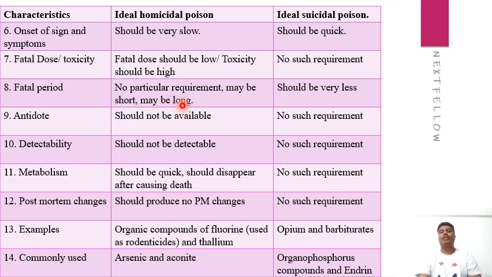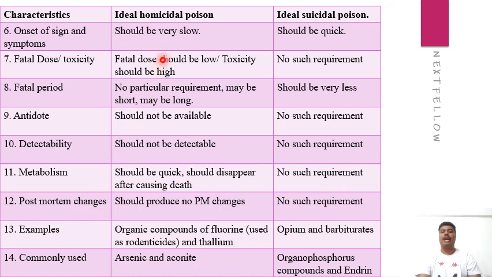The fatal period has no particular requirement, but if it is short, then the person who has taken the poison should not have any time to get any treatment. There should not be any antidote available. It should not be detectable by any lab test. And it should have a quick metabolism. It should disappear after causing death, and it should produce no post-mortem changes. For an ideal suicidal poison, the onset of symptoms should be quick and the fatal period should be very short, and there are no such requirements for other things.